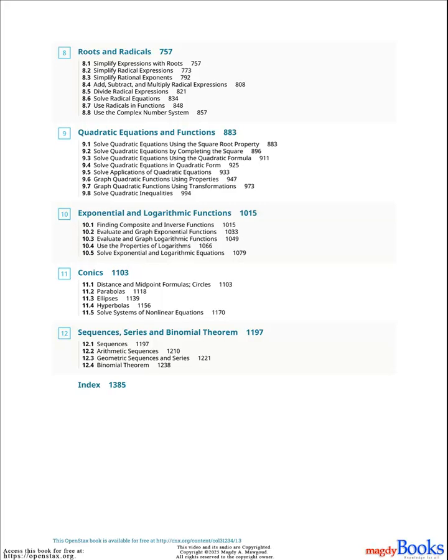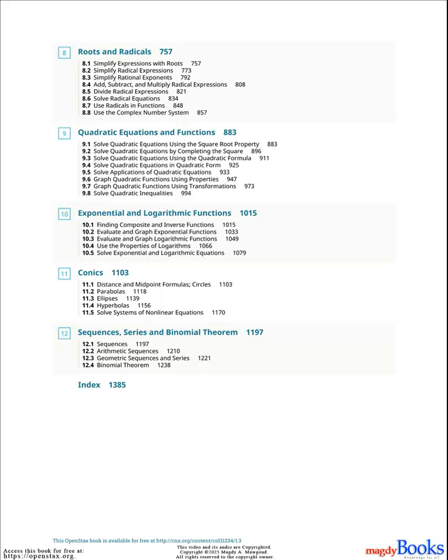10.1. Finding composite and inverse functions. 10.2. Evaluate and graph exponential functions. 10.3. Evaluate and graph logarithmic functions. 10.4. Use the properties of logarithms. 10.5. Solve exponential and logarithmic equations. 11. Conics.